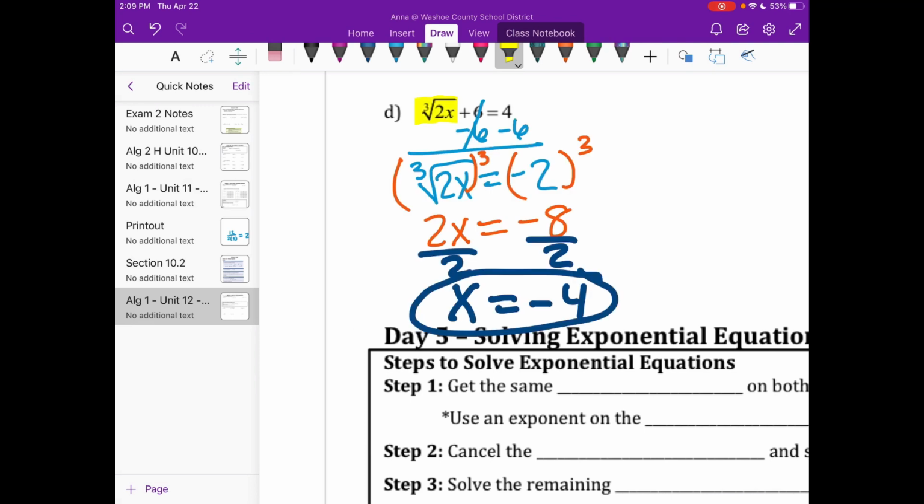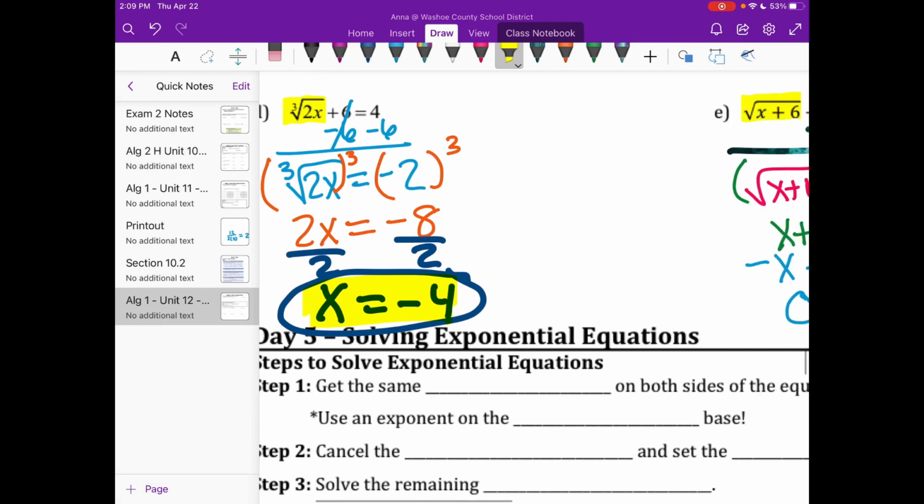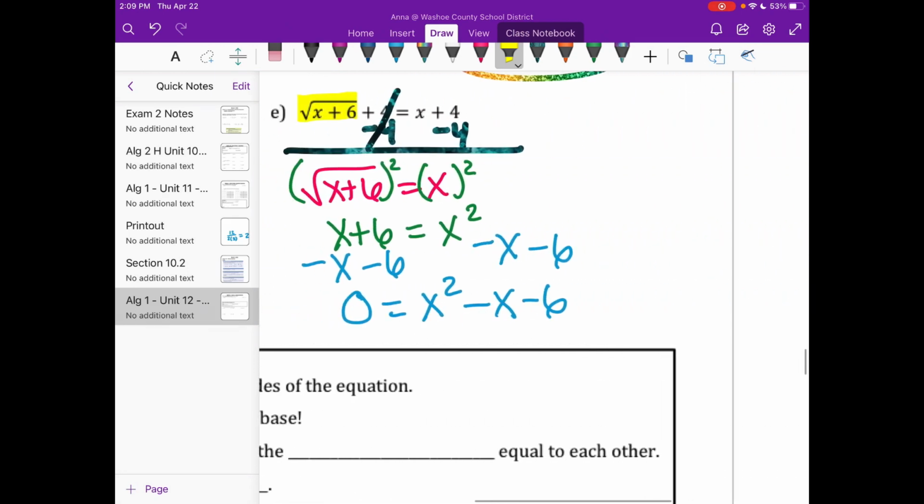I worked on D, so you guys should have gotten x equals negative 4 for that. If you plugged it in, it's going to work. I didn't show the plugging in, but hopefully you plugged it in and you checked it. And then here's E. So on E, this is as far as I thought you would go, and then you'd probably go like, yeah, no, thank you.